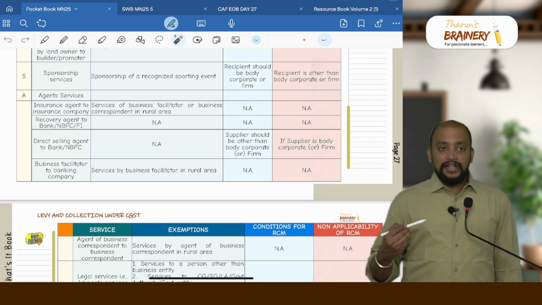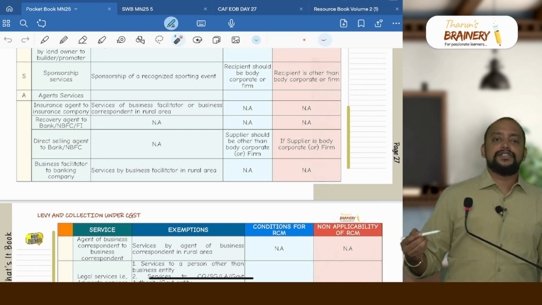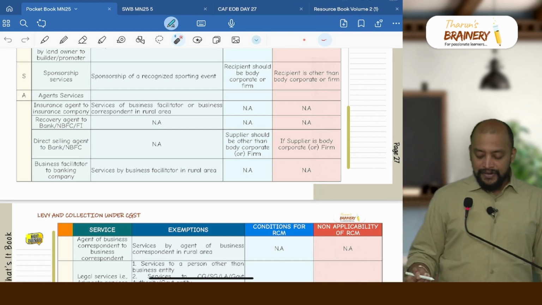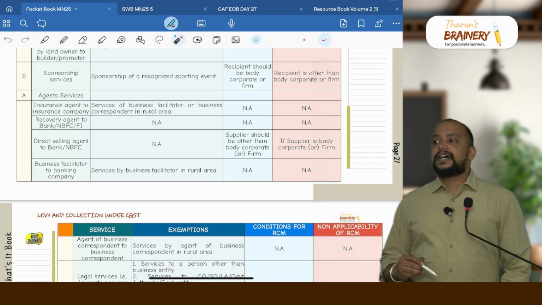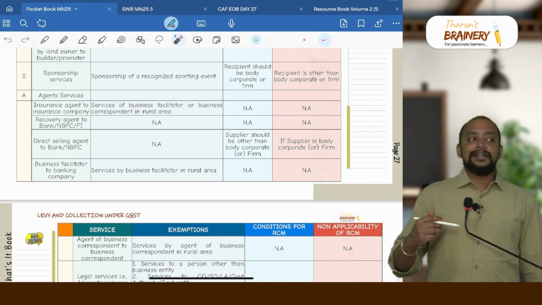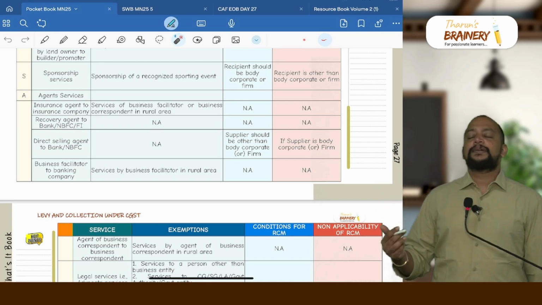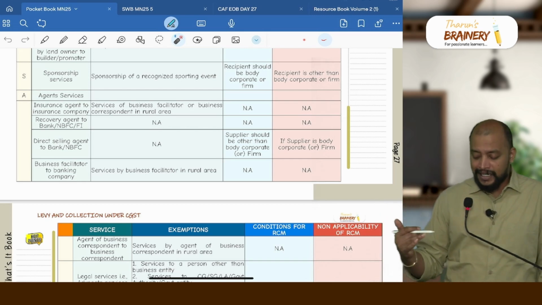Direct selling agent. Again, direct selling agent will be providing services to banking company or NBFC. We don't have any exemption, but there is a condition for RCM. Supplier should be other than body, corporate or firm. Suppose if the supplier is body, corporate or firm, it will be covered under FCM.